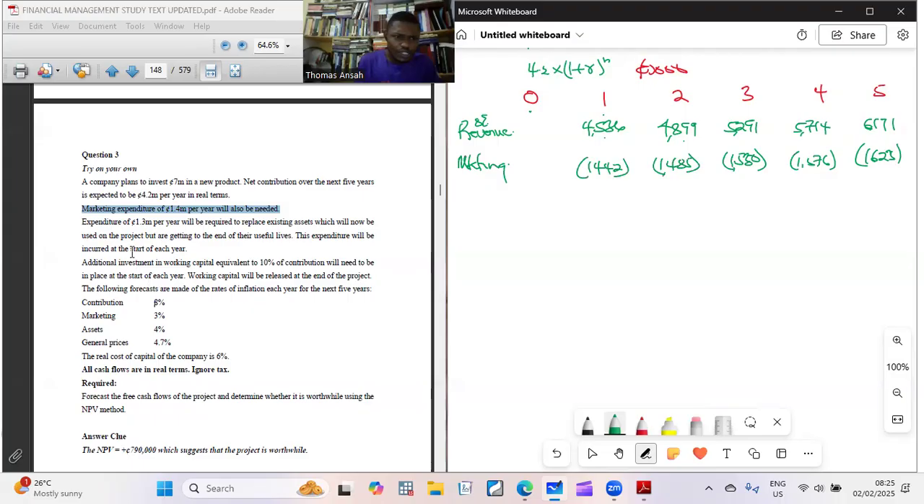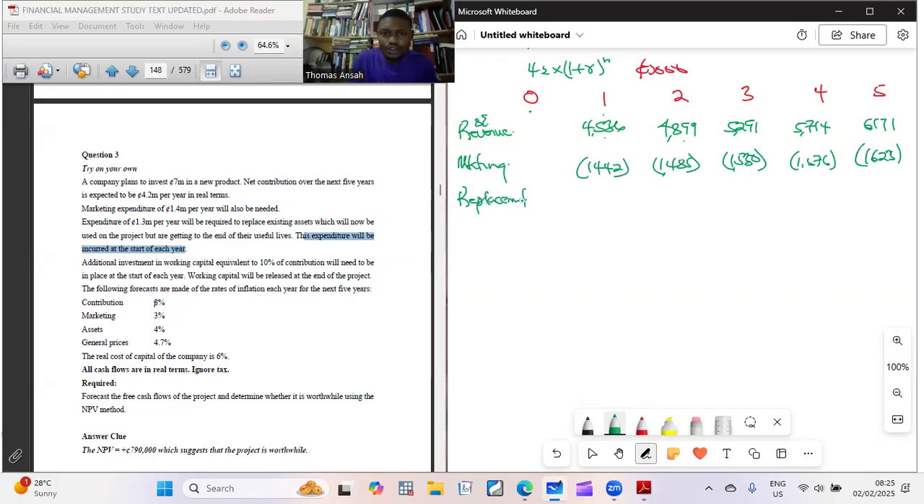Then we have another expenditure. This expenditure is telling us that 1.3 will be required to replace the existing assets, which will now be used in the project, but are getting to the end of their useful life. Good. This expenditure will be incurred at the start of each year. Here we go. So we have expenditure on assets, so replacement, kind of.